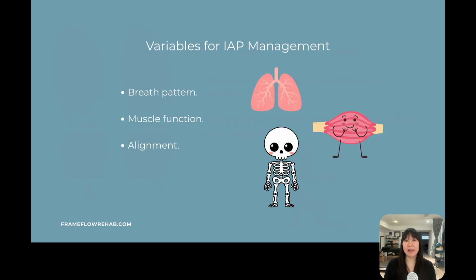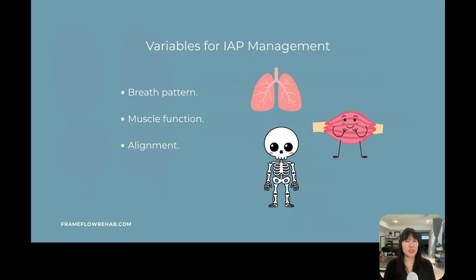So when it comes to managing intra-abdominal pressure, there are three things that are within our control. The first thing being breath pattern, and then muscle function and alignment. As you can imagine, like in that last slide, breath pattern plays a huge role insofar as which way we're breathing and how we're sending the pressure of the air into our bodies.